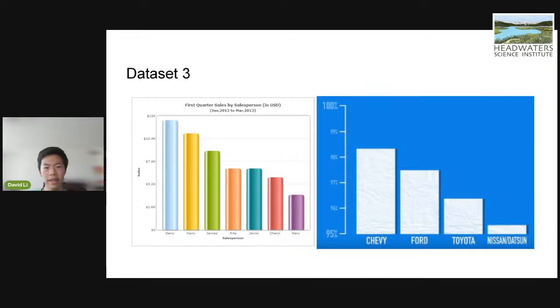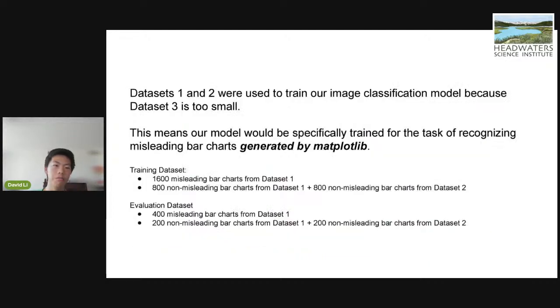Our third data set is composed of these completely different and alien bar charts. The features are very different from those in our first 2 data sets. The one on the left is non-misleading, and the one on the right is misleading. These are all scraped from Google Images, and there are not many of them. We weren't able to find too many on the internet just by searching.